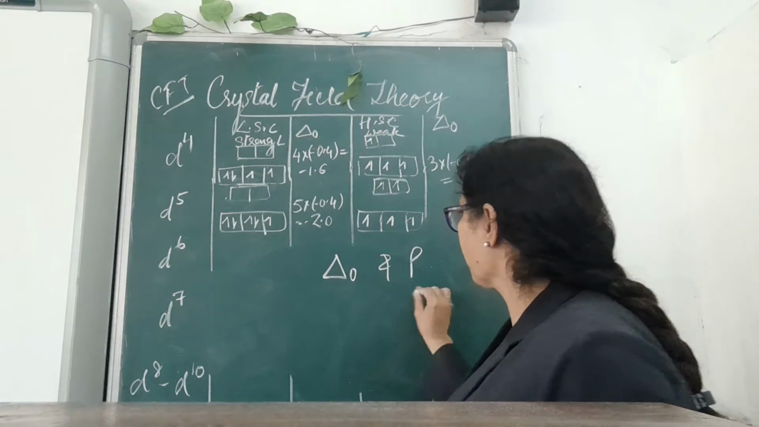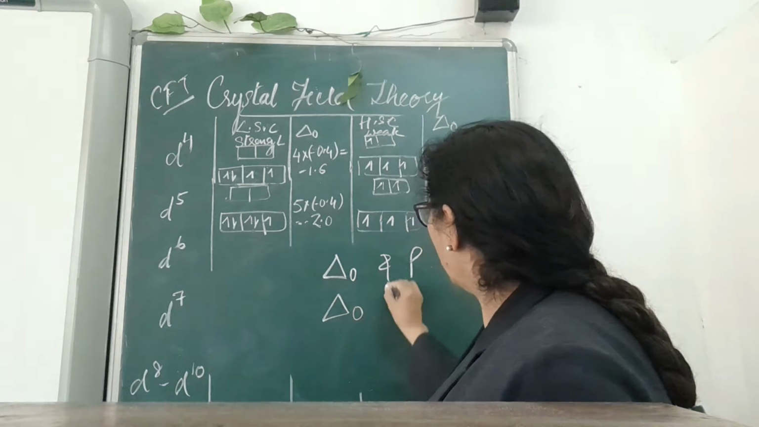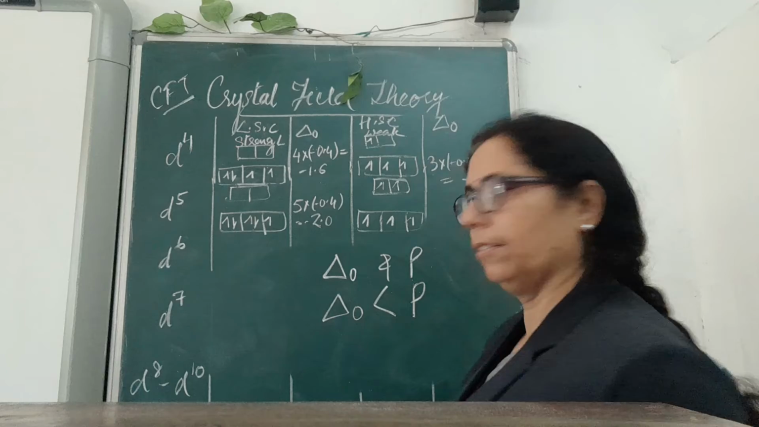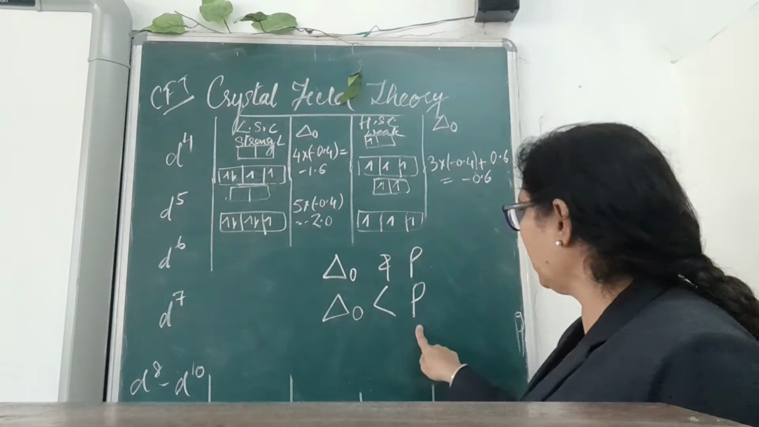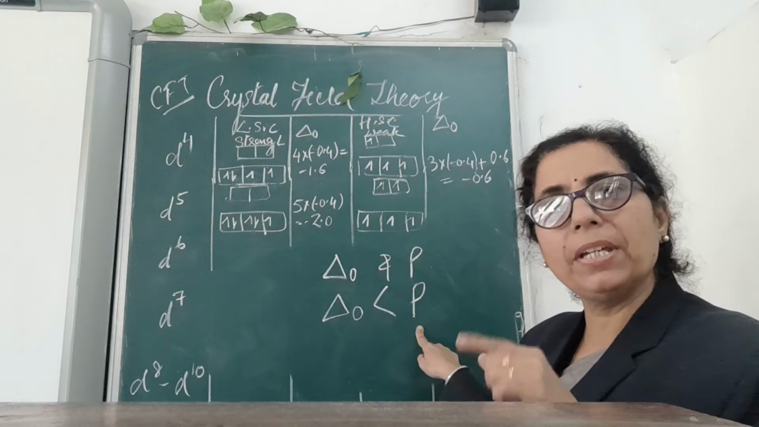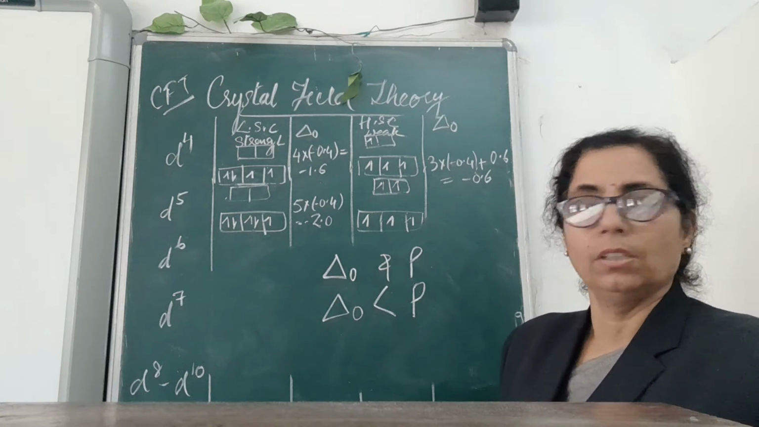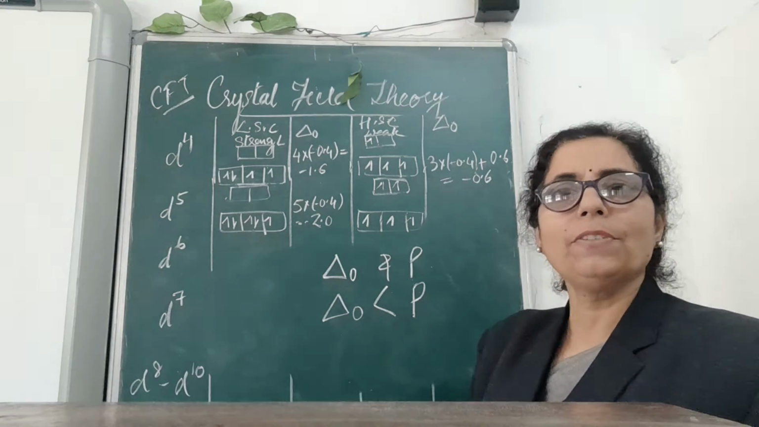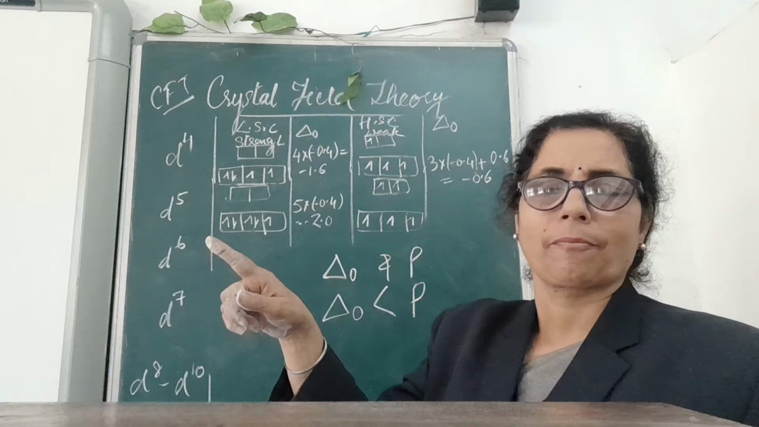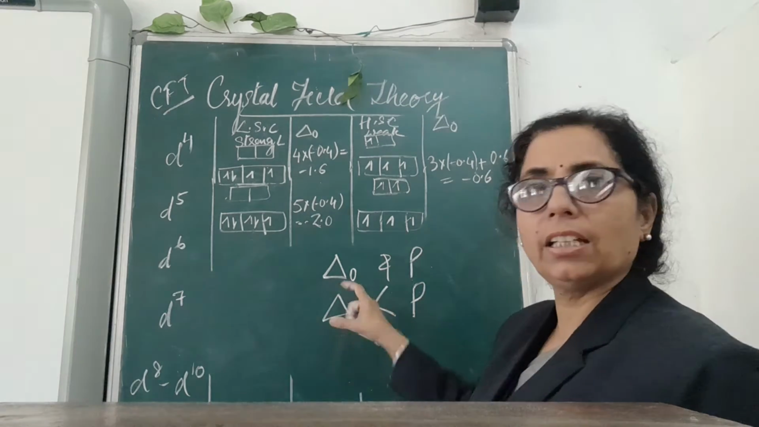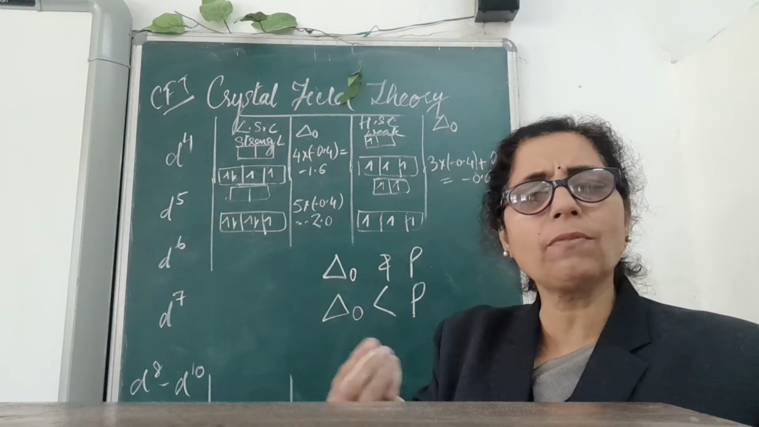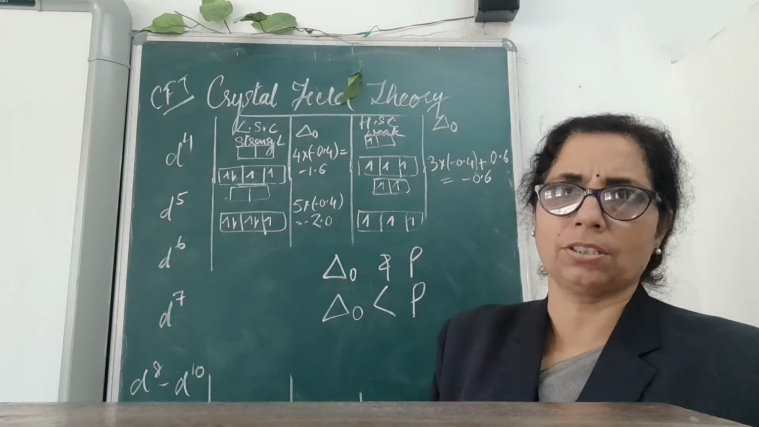If delta naught is less than P, that means the energy required for pairing an electron is more, then ultimately the electron will go to the higher energy level. That is, the splitting energy is less. Less energy is required to move the electron to the upper energy level.